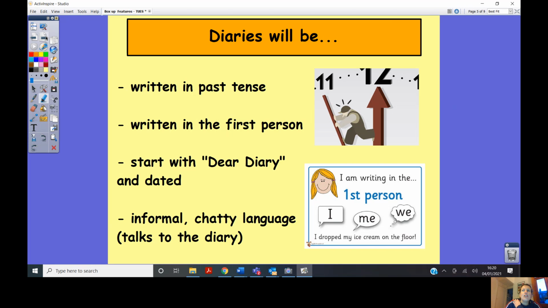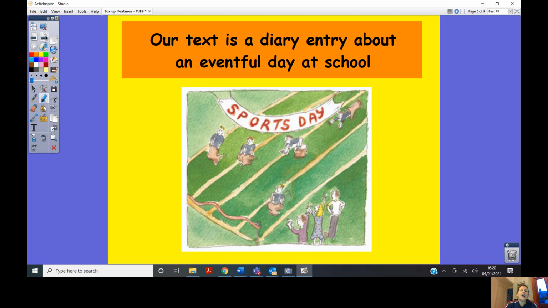As the diarist, or the person writing the diary, you're going to almost be in a conversation with the diary. So you can use some of that informal language we've spoken about. So maybe some contractions, lots of exclamations, lots of exaggerated language. We're going to look back at our text in the Do Now in a minute.